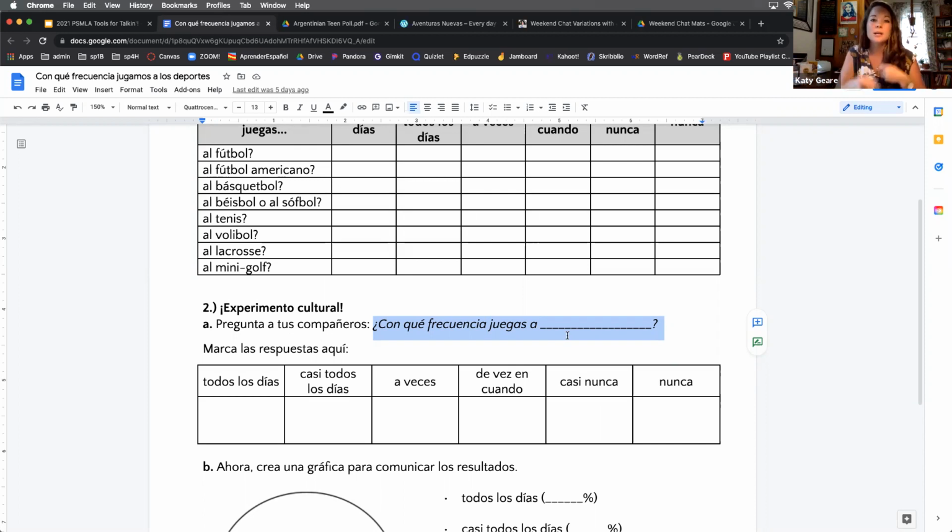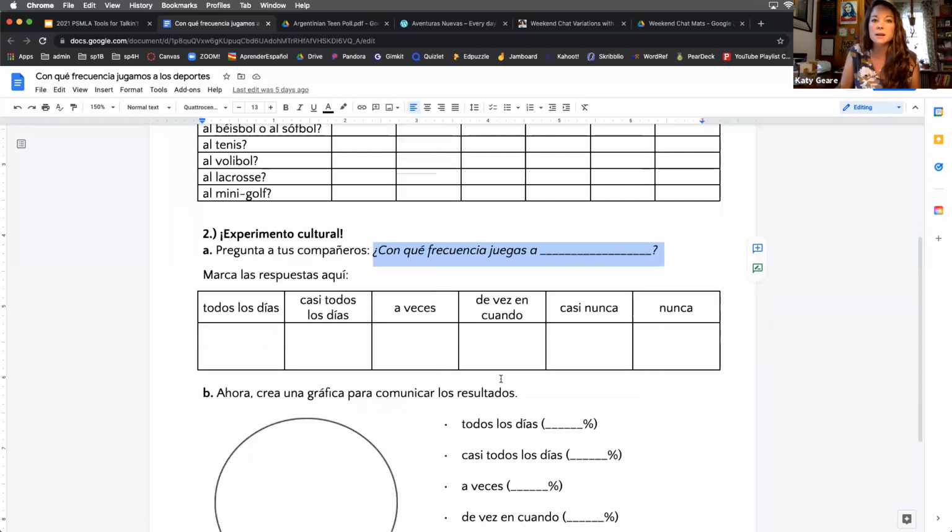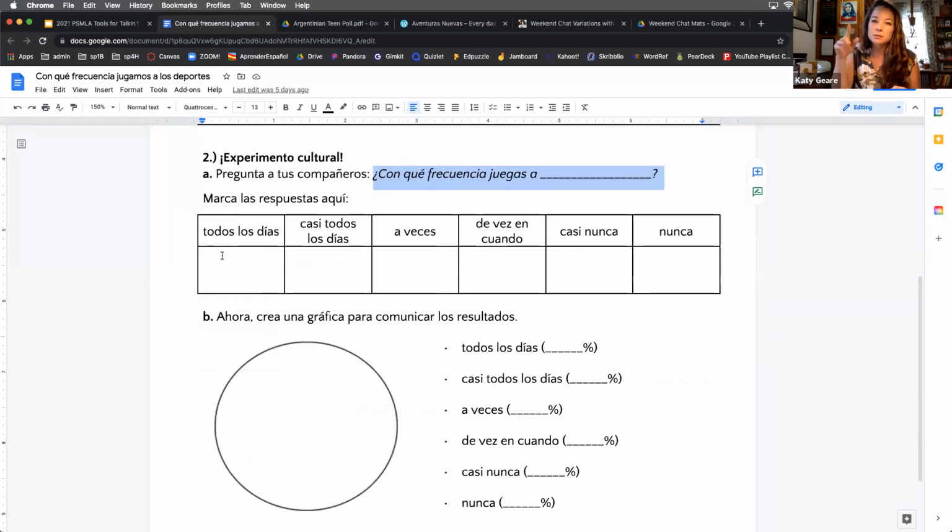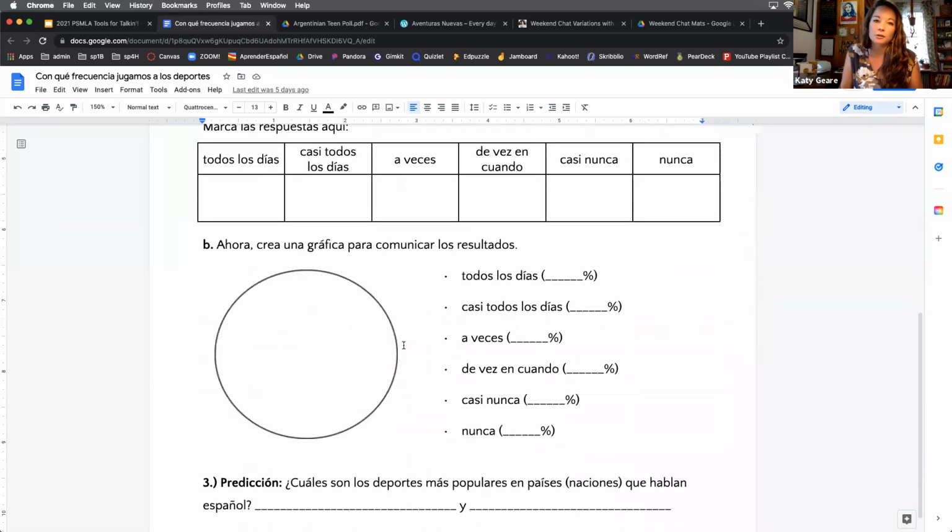And we get those reps in really easily. And the purpose is there, right? The kids want to express themselves, their lives. So they keep track of who says todos los días, every day, who says sometimes. And then they make a little graph, hopefully a pie chart.